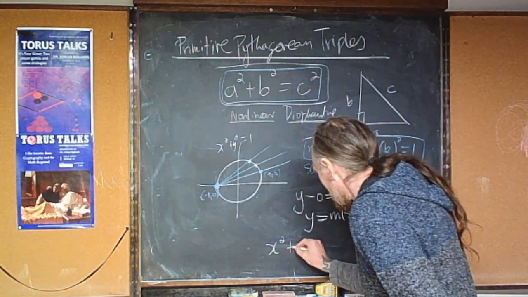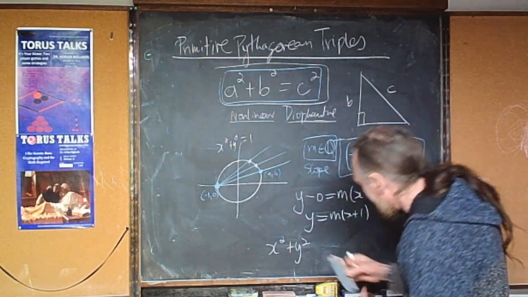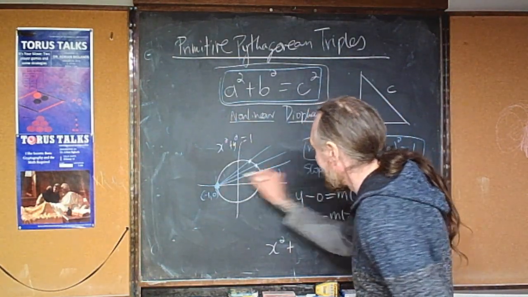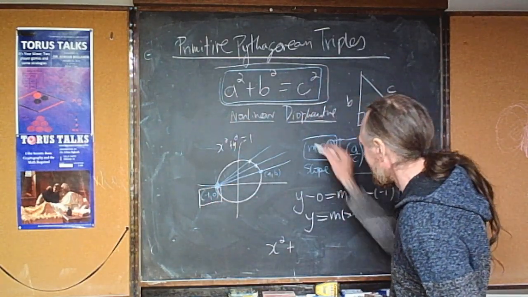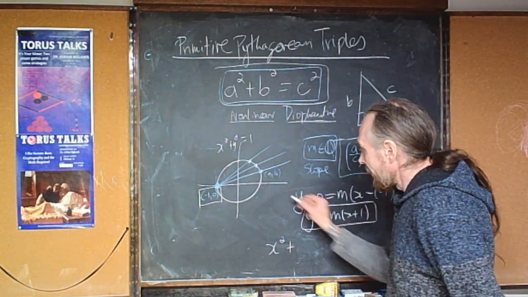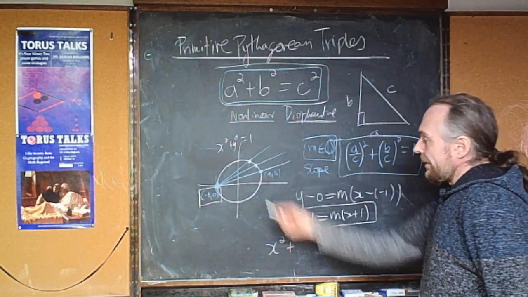And so this is x squared plus y squared. I'm just copying it out again. Why didn't I do that? Because now we know what y is. Because I know what the equation of this line is through this point, and assuming that it has a rational slope m, I have the equation of these lines.